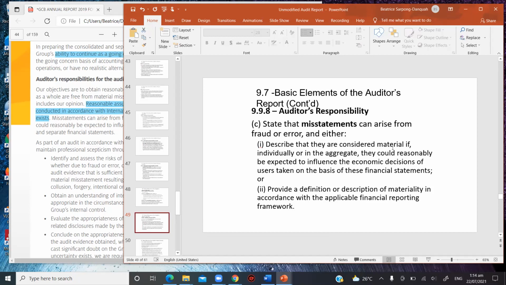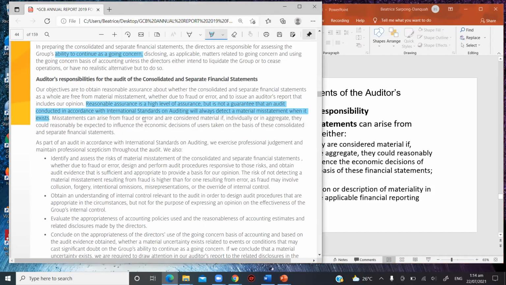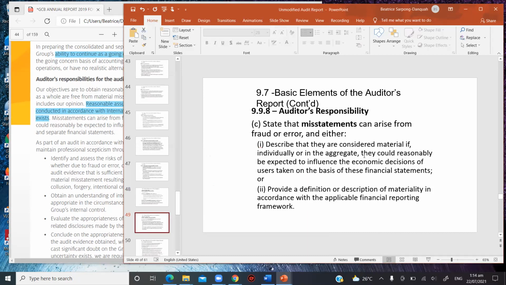And he's even describing the fact that these misstatements are material if individually or in aggregate, they could reasonably be expected to influence the economic decisions of users. So he will state all that: misstatement can arise from fraud or error, and if individually or in aggregate, they could reasonably be expected. So the same wording. So in exams, when I ask you to prepare the audit report of a company, this is what I expect from you.